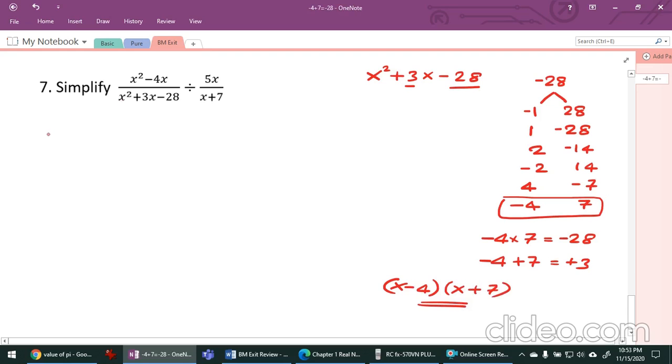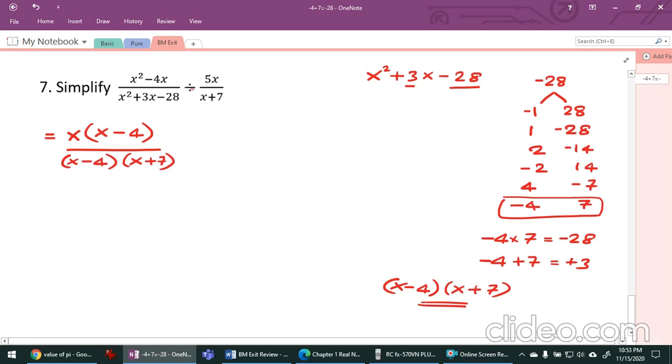Now you come to the question. In the first one you can see x square minus 4x. I can take x outside, the common factor. So if I take x outside, it will become x minus 4. See, x into x will give you x square, minus x into 4, 4x. That is done. Divided by. Now this I already factorized. What is the answer? x minus 4 and x plus 7.